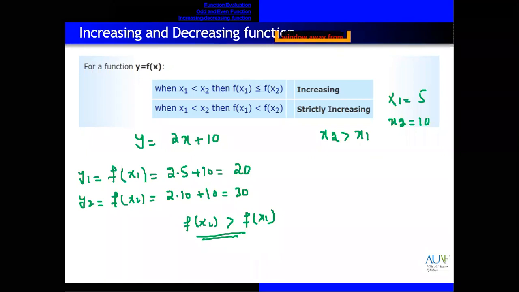But the opposite of that is a decreasing function, when f of x1 is greater than f of x2. So that is the decreasing function.